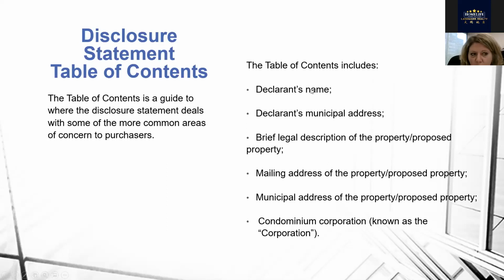The builder can have a contract with the developer, and the builder and developer can be two different people. The developer is the owner of the project. The builder is the company that is going to build the project. So the developer will prepare this disclosure statement. And it will include the name of the declarant's developer, the municipal address, a legal description of the property, the address of the property, and the condominium corporation, the municipal address of the property proposed.